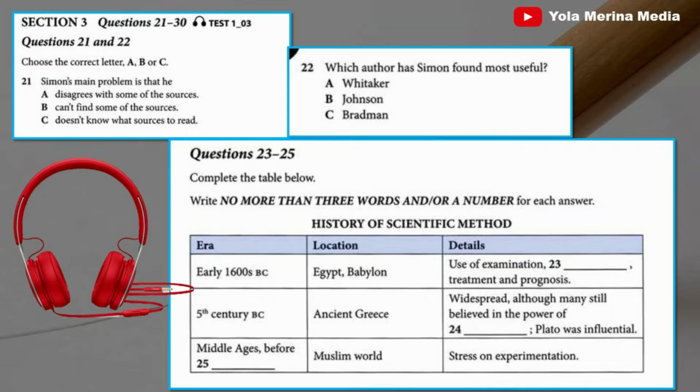Hello, Simon. Come in. Take a seat. Now, I wanted to talk to you about your assignment. Yes, the one on the scientific method. That's right. I just wanted to see how you were getting on. Well, I think it's fine. I haven't done a huge amount of work on it because I've been working on other things. But what I've read so far seems fine.